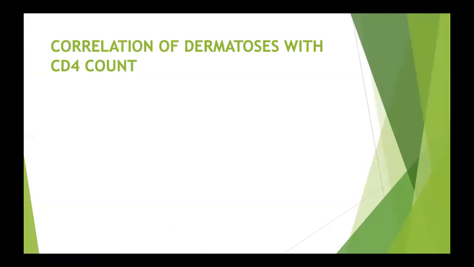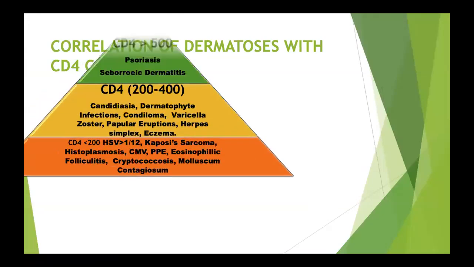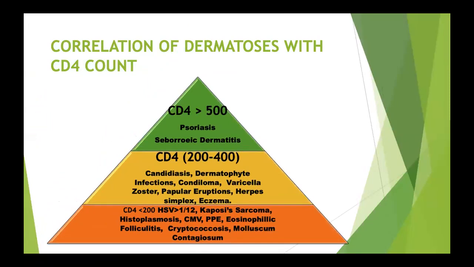We're going to correlate some of the diseases we're going to go through with the CD4 count. So we would have a CD4 count of over 500. This is where we would most likely see diseases like psoriasis and seborrheic dermatitis. For a CD4 count that is between 200 and 400, we would expect to see something like candidiasis, dermatophytes. Dermatophytes are tineas, so the tinea infections, condylomas, varicella zoster, papular eruptions, herpes simplex, and eczema.